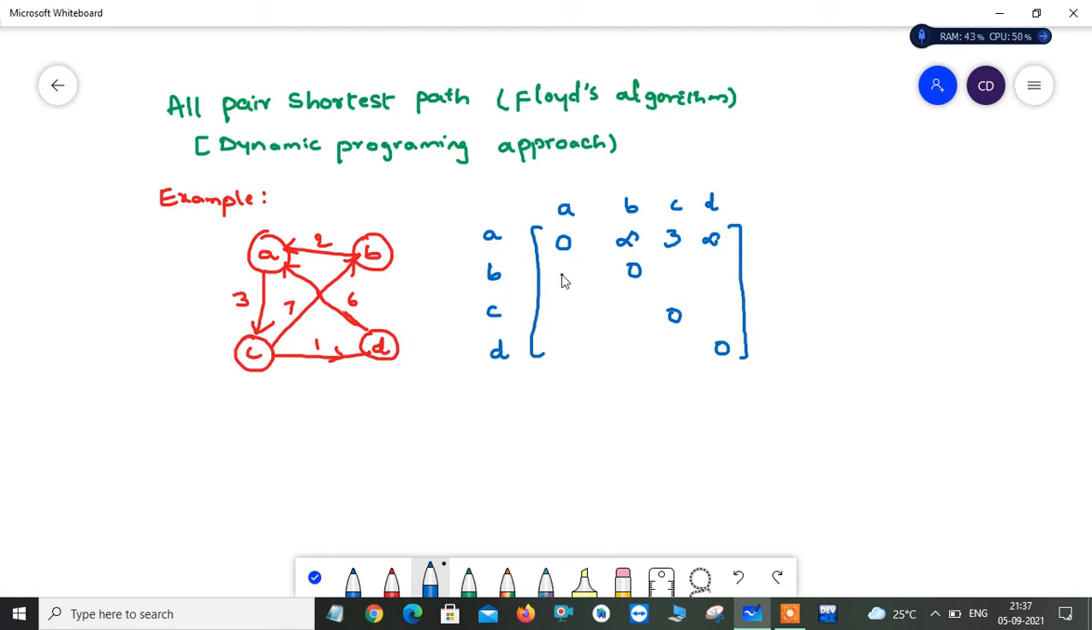From B to A I have a path with weight 2. B to C I didn't have any path, so I'll take it as infinite. From B to D again I didn't have any path, so I'll take it as also infinite. And then from C to A I didn't have any path, so this is also infinite. From C to B I have a path with weight 7. And then C to D I have a path with weight 1. D to A with weight 6. D to B I didn't have any path. D to C I didn't have any path.